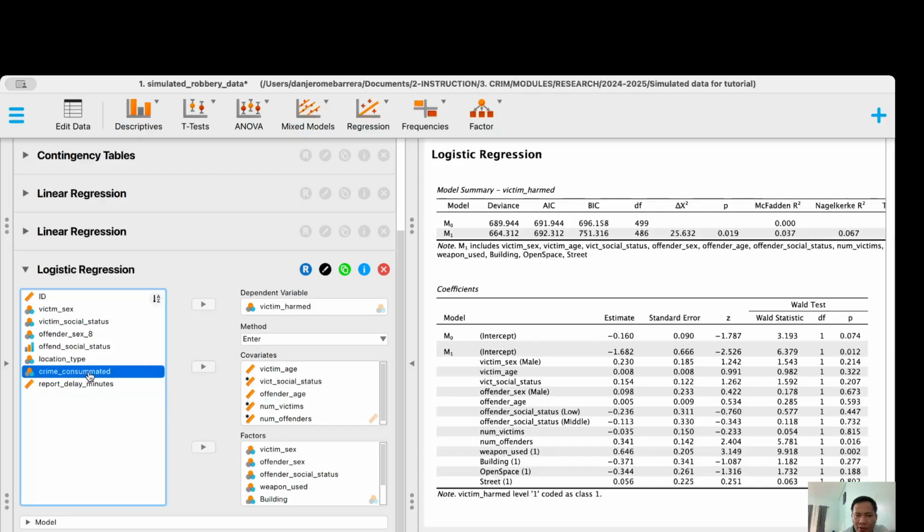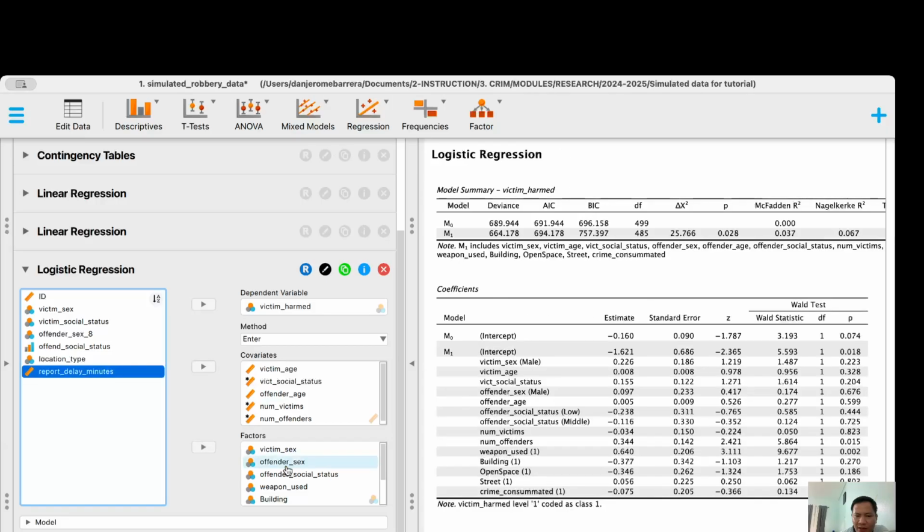Now let's go to whether the crime is consummated. Let's add it to factors. There's also no significant association because the p-value is 0.714.